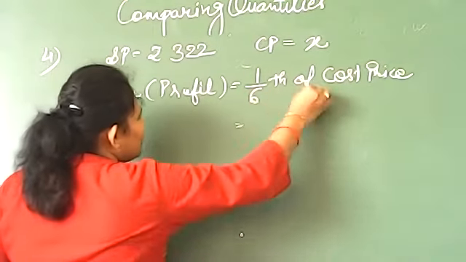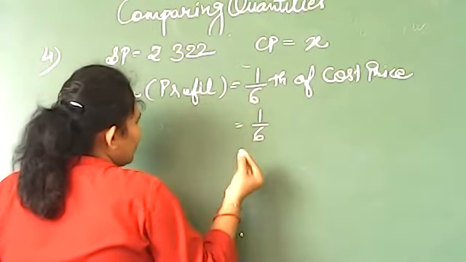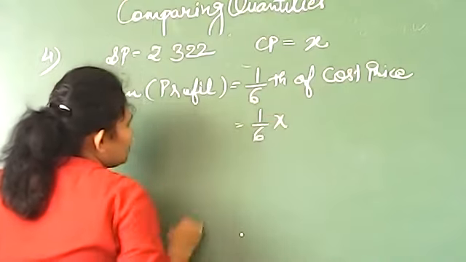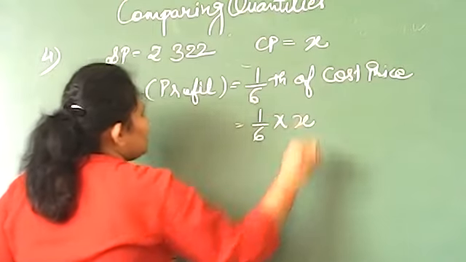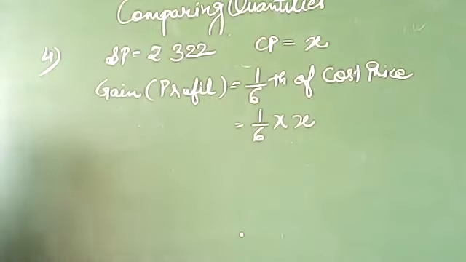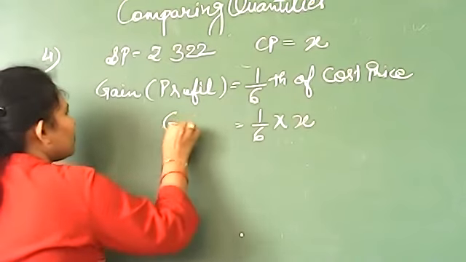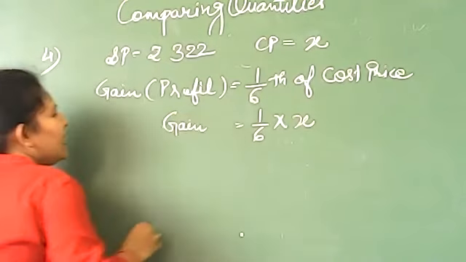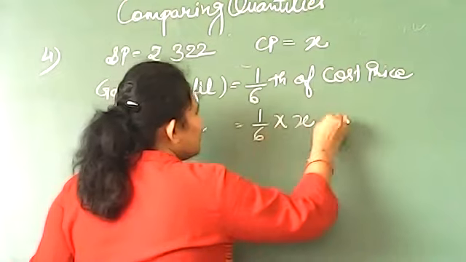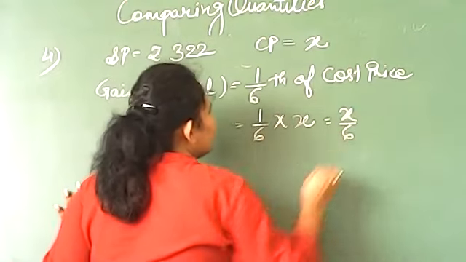Now I have taken this. It is telling 1/6 of. 1/6 means 1/6. Of means multiply. CP means x. So here we are having gain. Gain means 1/6 x. That will give you x by 6.